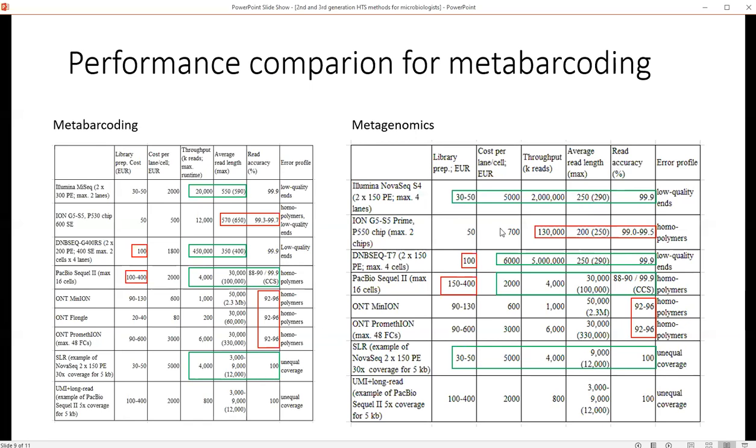Ion Torrent here has another more powerful chip, the P550 chip, but the accuracy of this is still lower, although the throughput is very high. The Chinese have also a more powerful version, T7, which has analogous 2 times 150 paired end sequencing, as does Illumina NovaSeq. When directly comparing prices, it appears to be almost exactly twice as cheap compared to NovaSeq.